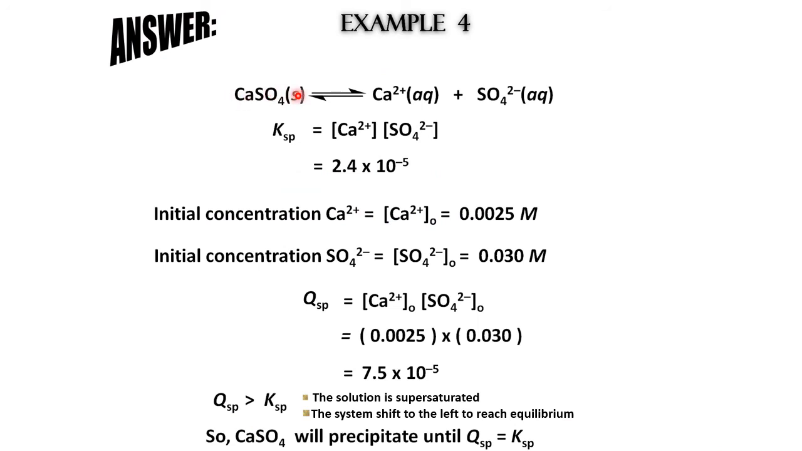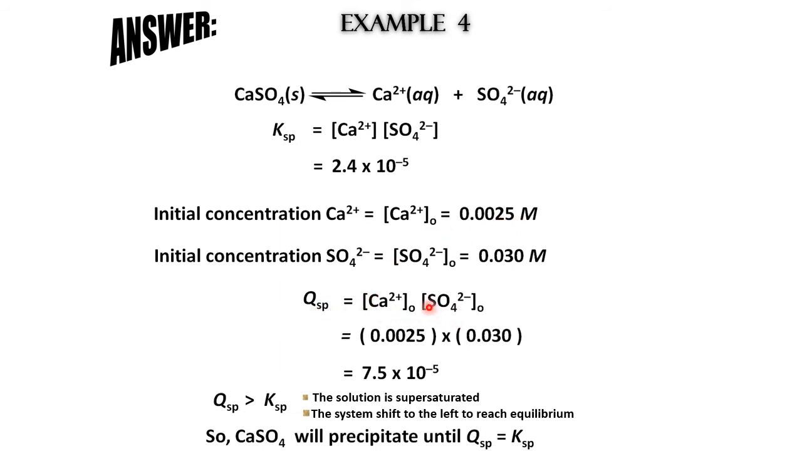Yes, first write out the balanced equation. It's a reversible reaction, solid calcium sulfate forms calcium 2 plus ion in aqueous, and sulfate 2 negative in aqueous. And then the Ksp, the concentration of calcium 2 plus ion times the concentration of sulfate ion, is 2.4 times 10 to the power of negative 5. This is Ksp. And then based on the given concentrations, we substitute over here for the Qsp.